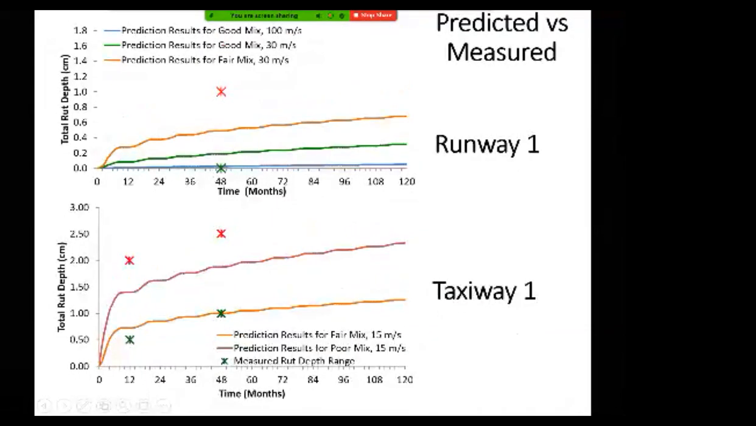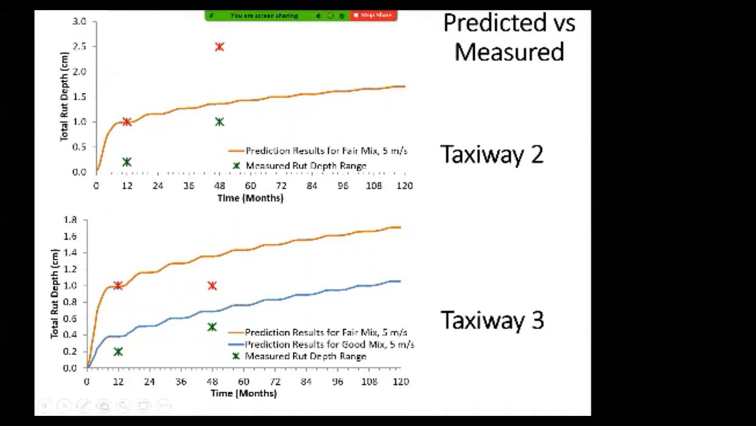And after 4 years, again, we had minimum rut and maximum rut measured along the runway, and our predictions fall very nicely in between those. My last slide, another taxiway. These were the measured rutting at year 1 and year 4. The green is the minimum rut along the taxiway. Red is the maximum rut. Our prediction to 20 years, using the viscoelastic model, using the shift model, using Flexpay, was in between the minimum and the maximum measured on the runway. That's excellent.